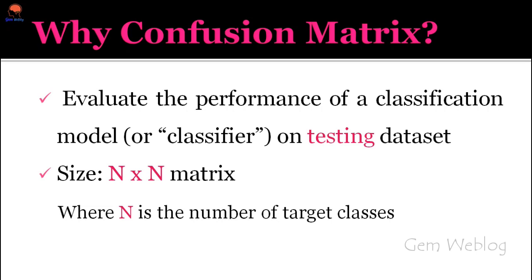What is the size of the confusion matrix? It is an n cross n matrix, where n stands for the number of target classes in the given dataset. That is, the number of class labels available in the dataset.